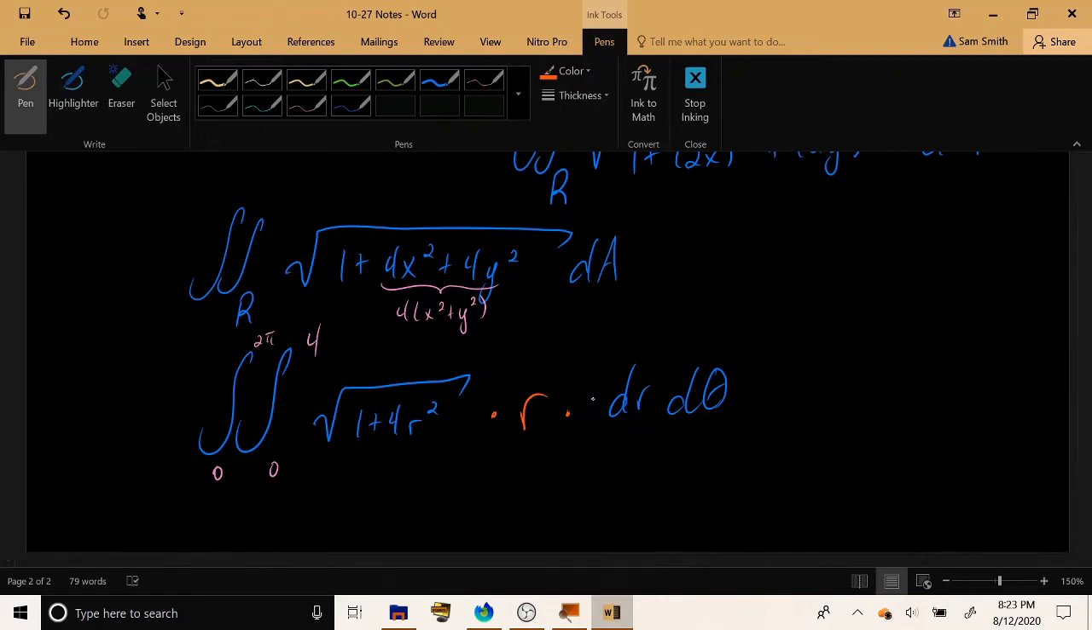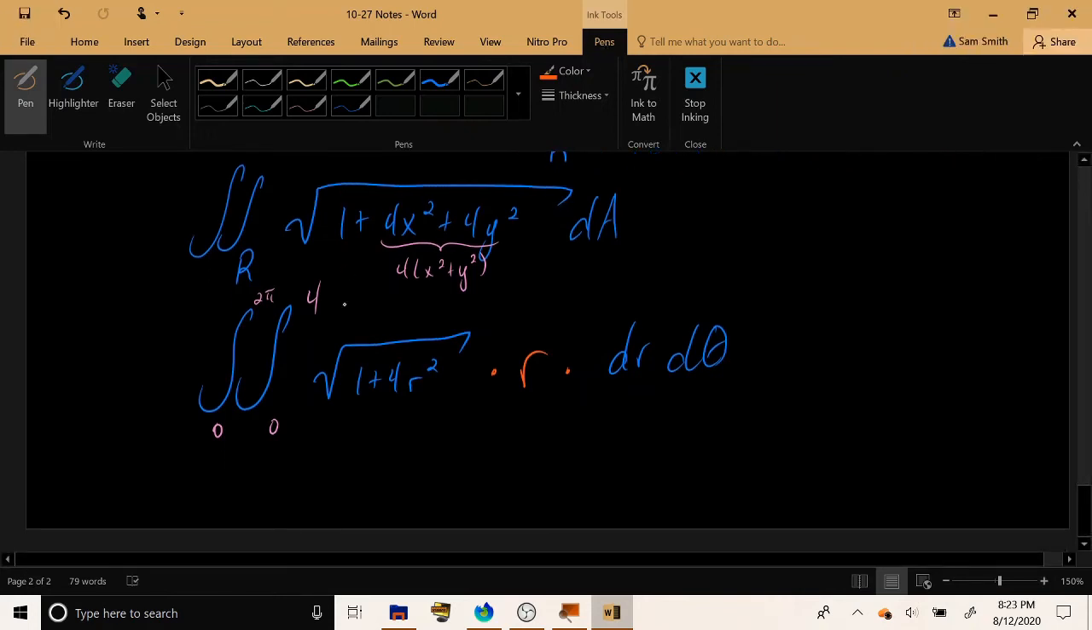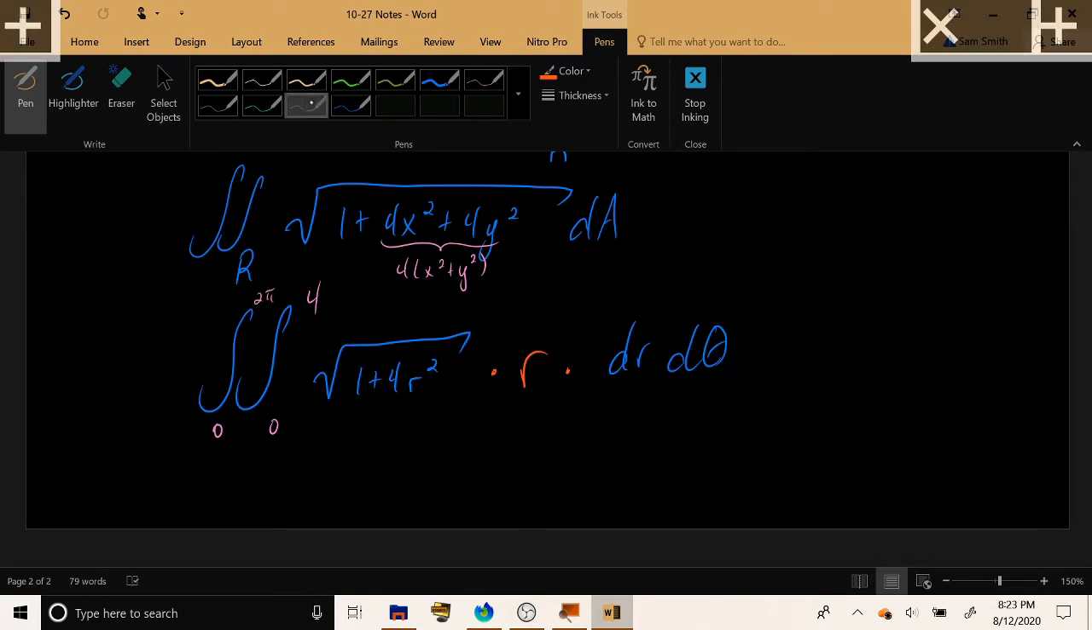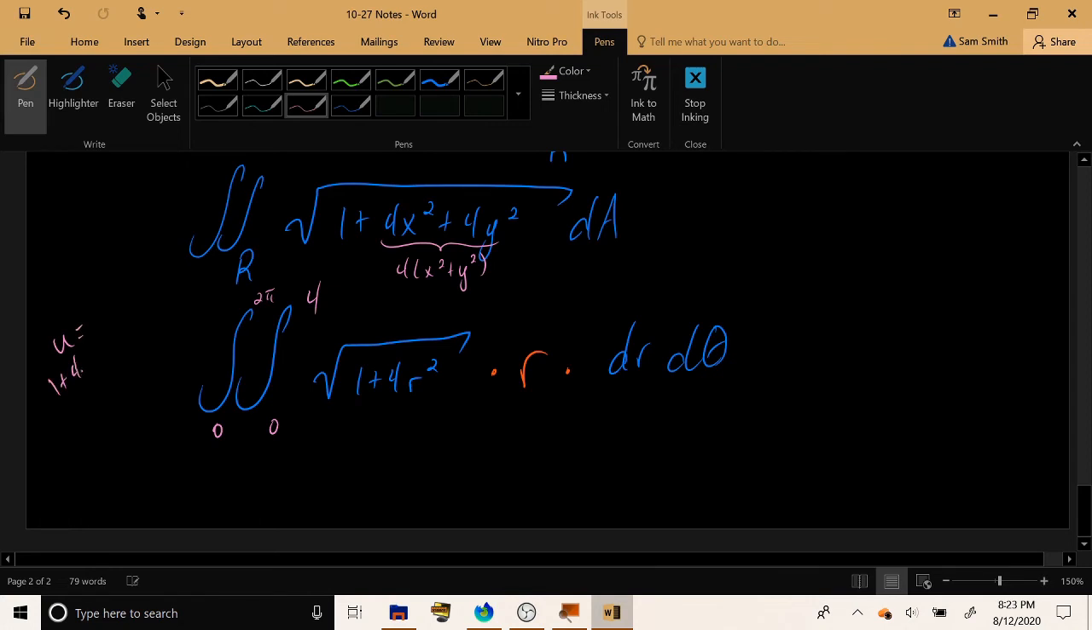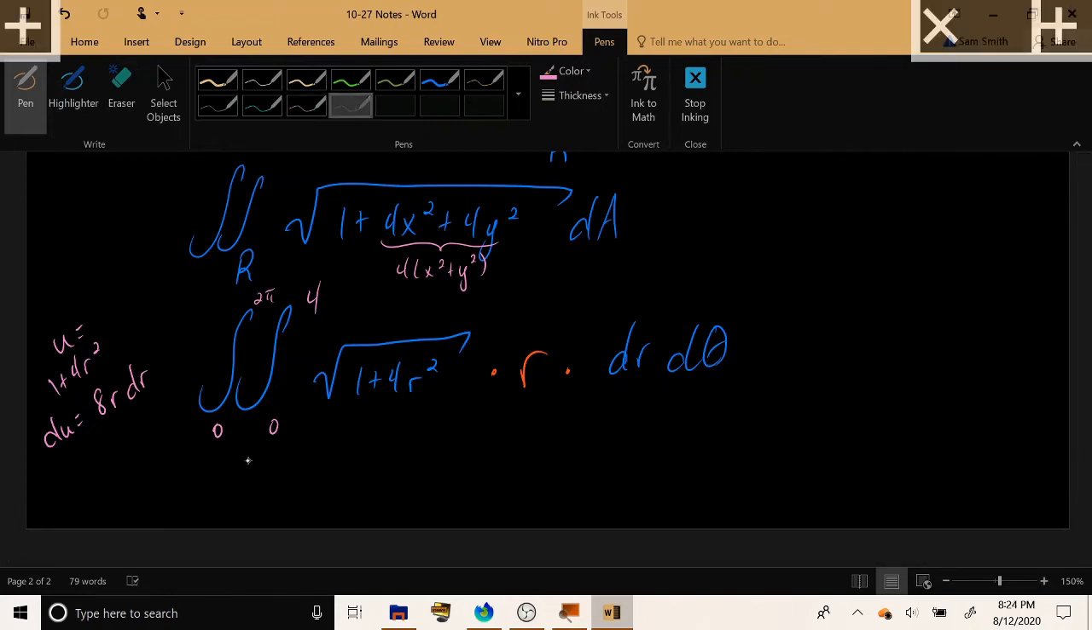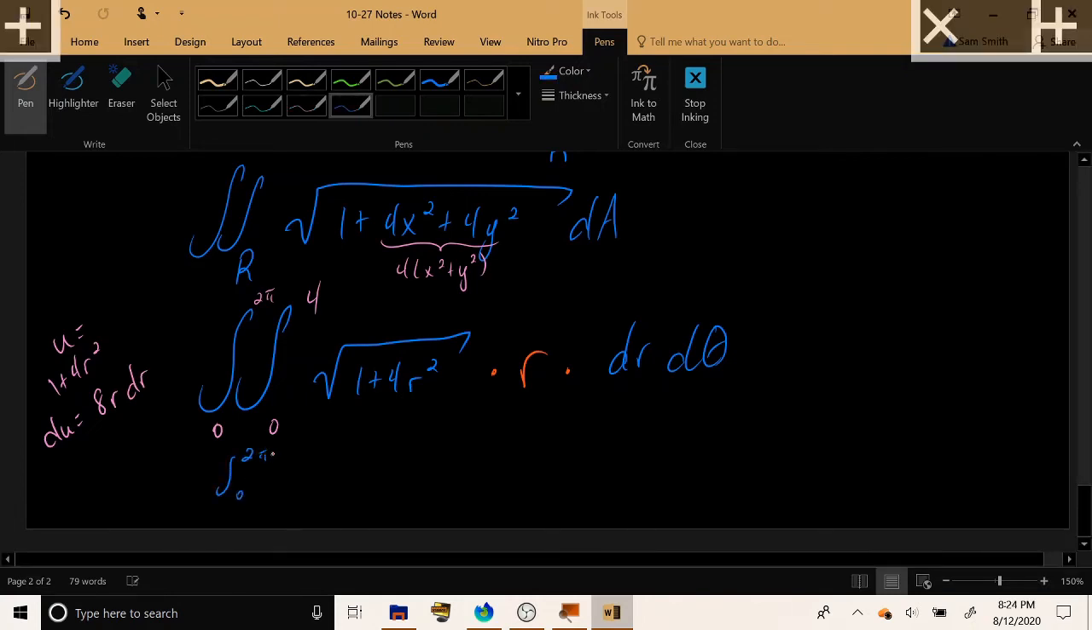And it's that r, actually, that saves us. Imagine how difficult it would be to calculate this integral if that r were not there. It's because the r is there that we unlock the ability to use a u substitution to make this first integral viable. So for example, we can set u equal to 1 plus 4r squared, so that du is equal to 8r dr. And we can go ahead and transform this inner integral.